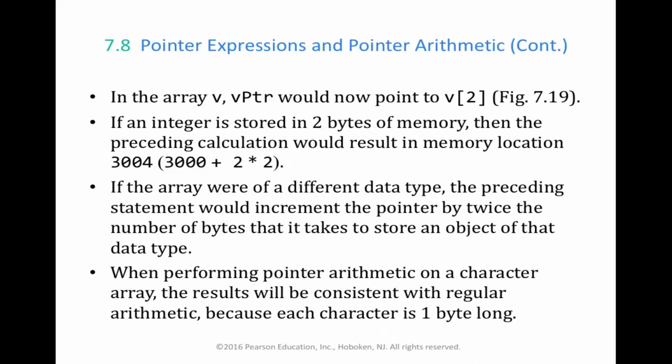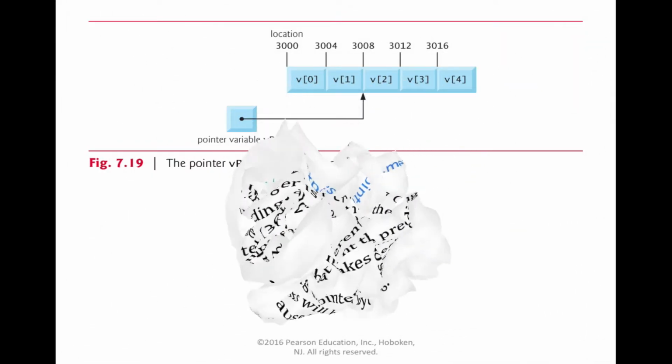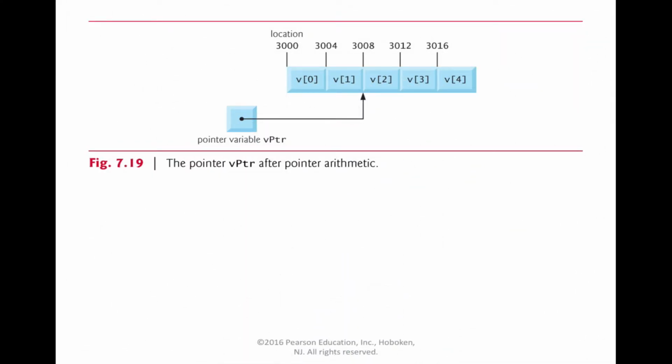If we perform pointer arithmetic on a character array, the result will be consistent with regular mathematics, because a character is 1 byte long, right? So that's going to work. But again, if we're thinking about integers, and integers are 4 bytes, if I add 2 to vptr and I start at 3000, I'm actually going to move the size of 2 integers.